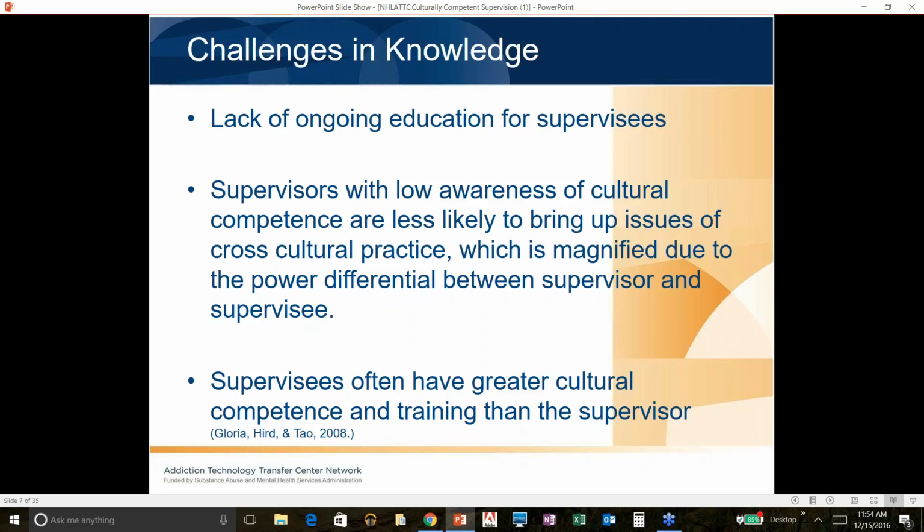This can also differ depending on states. Some states require CEUs with cultural competence nowadays, and some don't. And then even the availability of good CEUs is definitely a factor regarding whether supervisors have good knowledge. I know in several agencies near me, the person doing the cultural competence training is a person who's bilingual and bicultural, but they might not have the experience to provide a good and solid cultural competence training. And so that's an issue that we certainly have in our field.